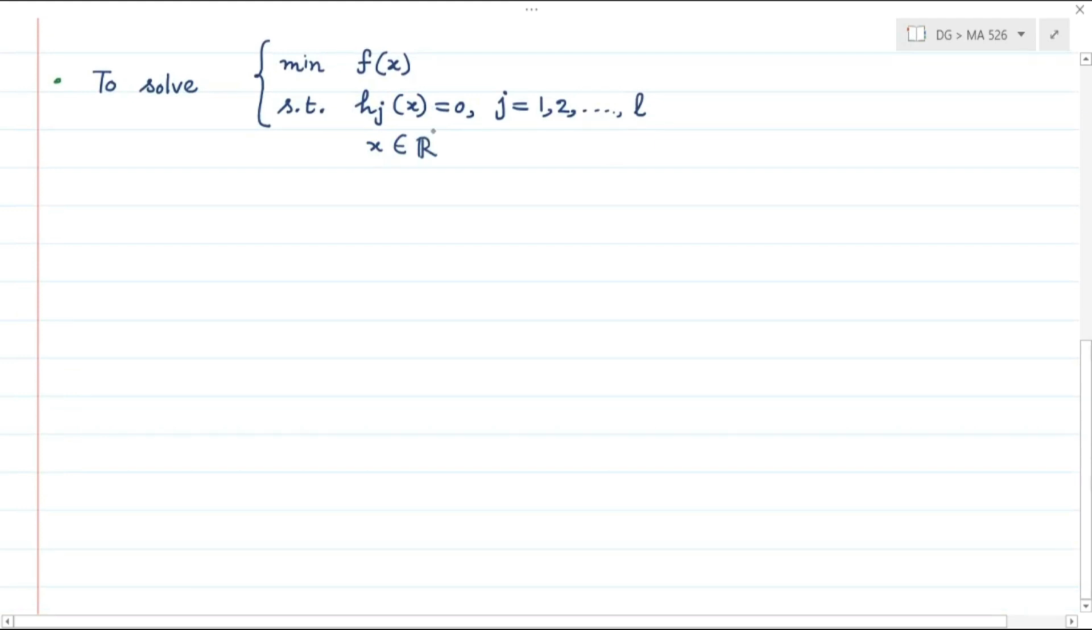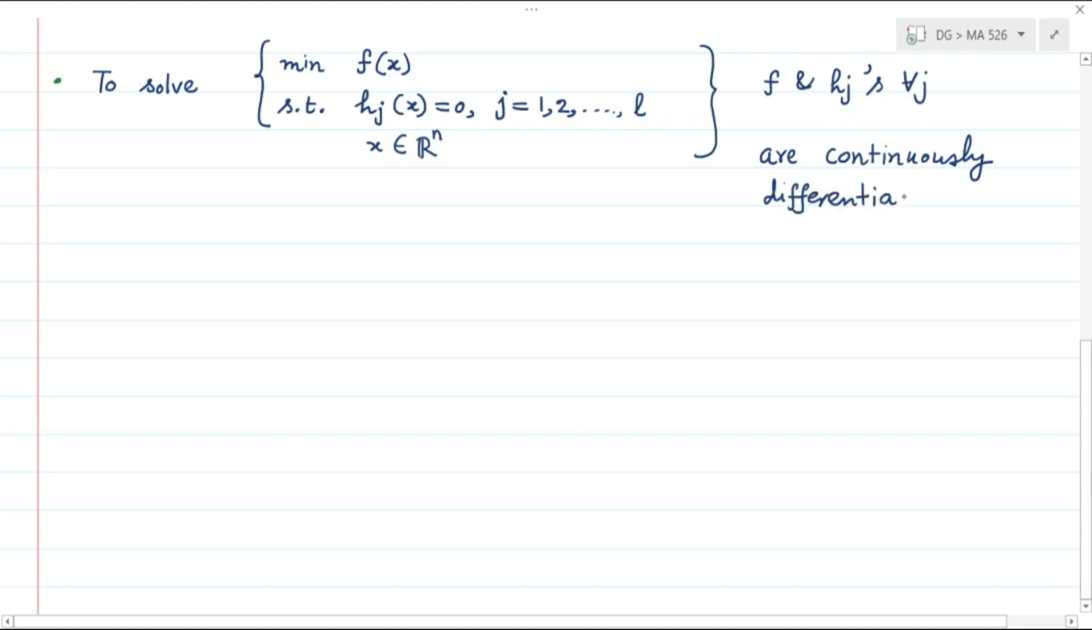Unless otherwise stated, we assume that the functions f and all h_j are continuously differentiable. Under this assumption, we have learned that the Lagrange's multiplier rule is applicable here, and the steps that we have followed in the Lagrange's multiplier rule are the following.